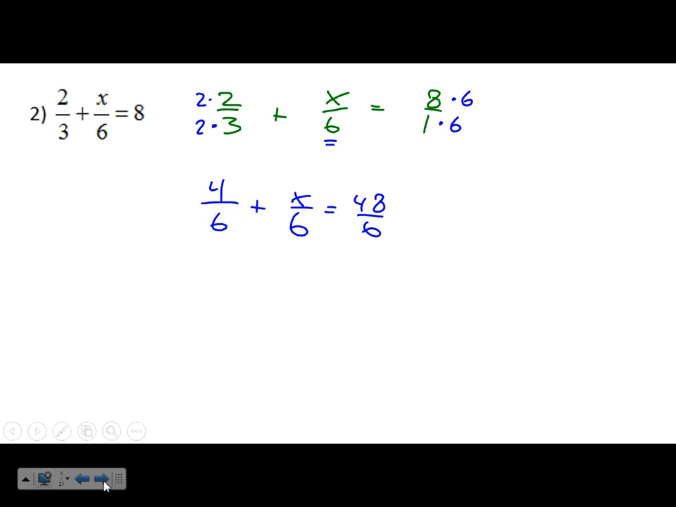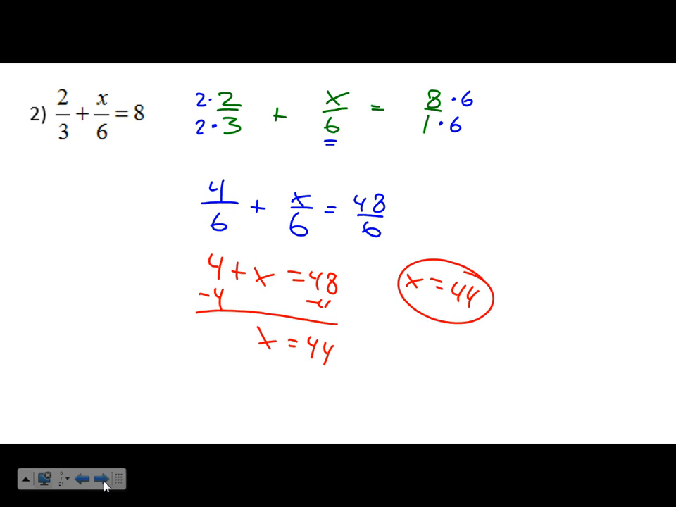Now that all our denominators are the same, we can start with 4 plus x is equal to 48. Subtract 4, x is equal to 44. That is our answer. So a little bit different than what we did. It's really the same math. It's just kind of a different way of explaining it and setting it up.